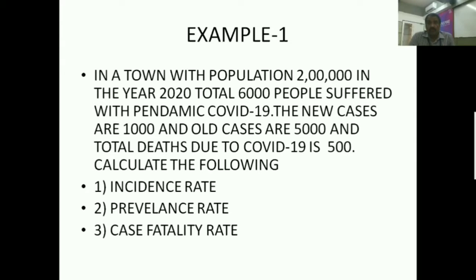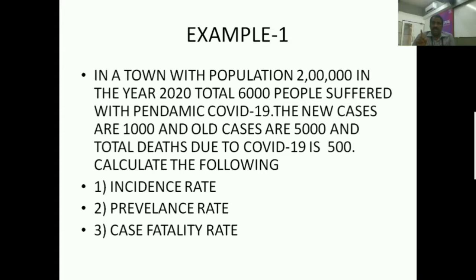So next one is how to find out these measures. Here I am explaining with one example. The first example is: in a town with a population of 2 lakhs in the year 2020, a total of 6,000 people suffered with the latest pandemic, COVID-19. The new cases are 1,000 and old cases are 5,000. And total deaths due to COVID-19 is 500. Calculate the following.